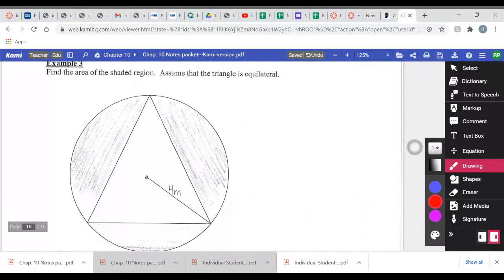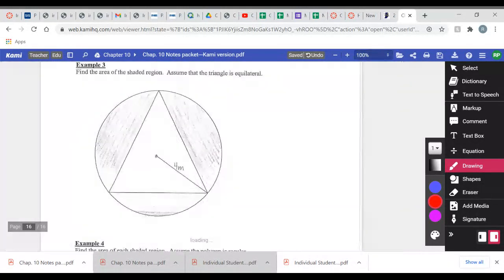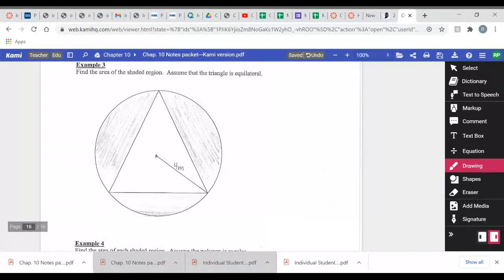Okay, so now we are to example 3. Might make this a little bit smaller, so we have a little more workspace. These problems are going to be similar to what your homework assignment is on this section. There's just 3 problems for homework. They're similar to these, but it says find the area of the shaded region. Assume that the triangle is equilateral. So that means it's a regular polygon, all sides, all angles congruent.